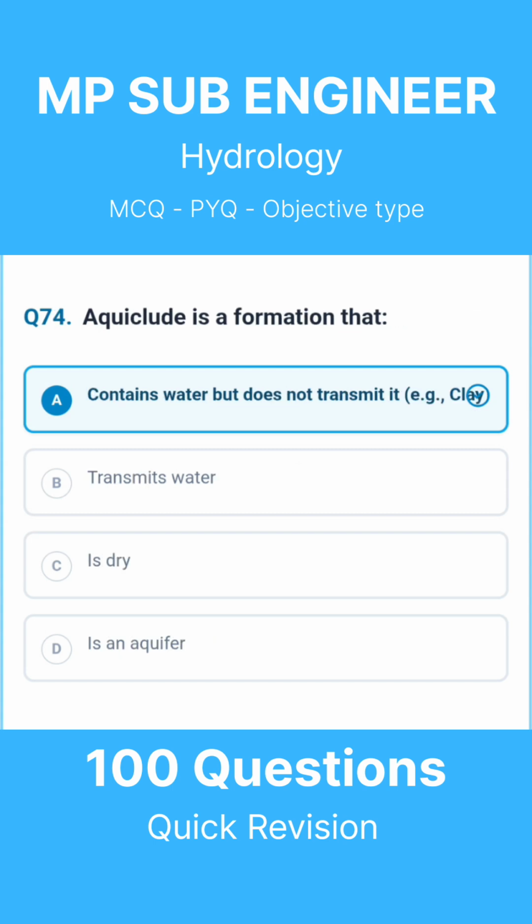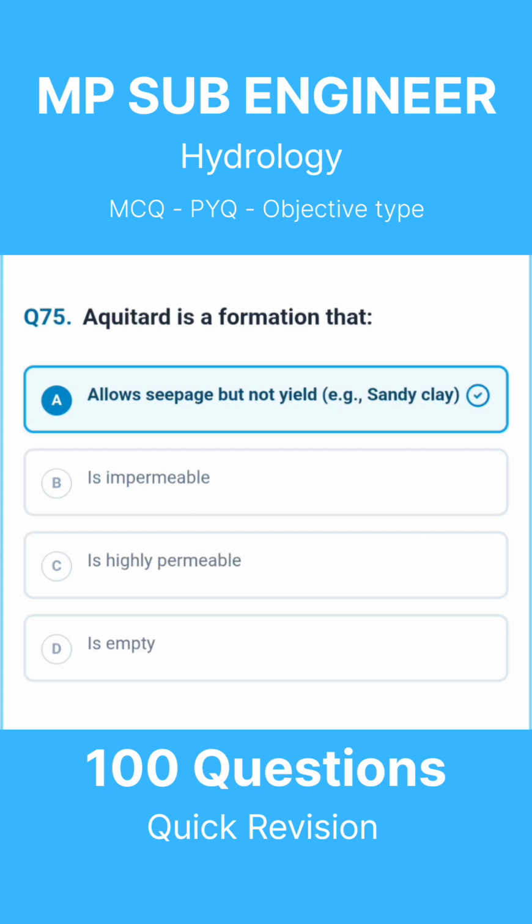Question 74. Aquiclude is a formation that. The correct answer is contains water but does not transmit it, e.g., clay. Question 75. Aquitard is a formation that. The correct answer is allows seepage but not yield, e.g., sandy clay.